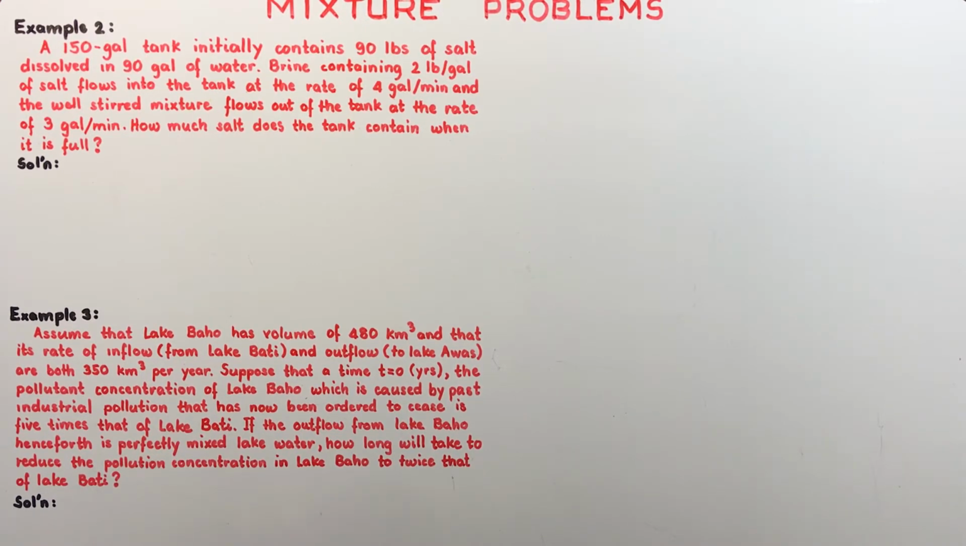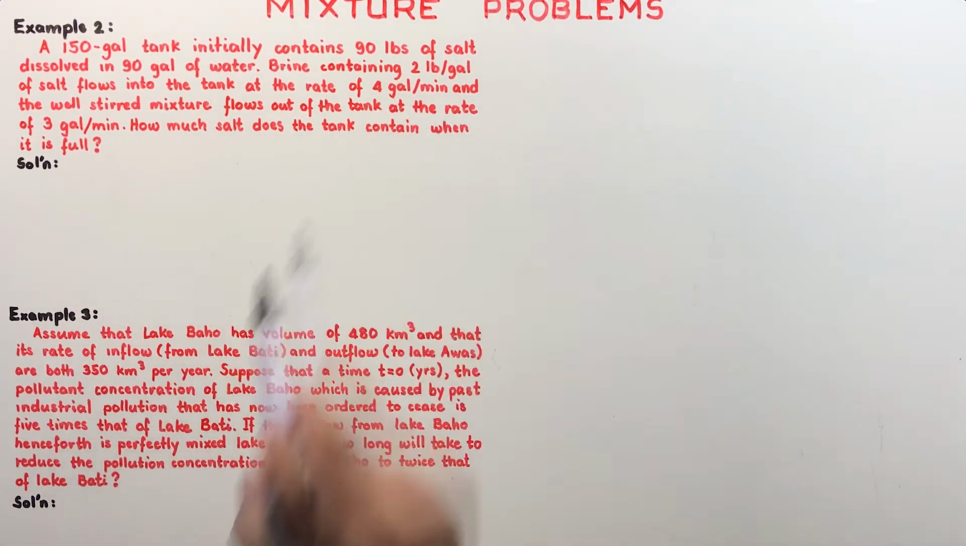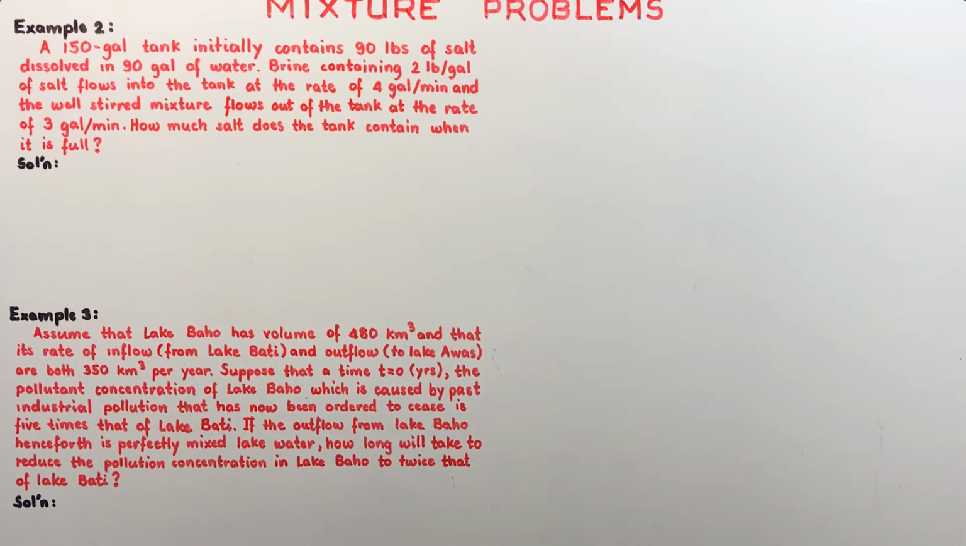This problem is different from the first problem that we had because the rate of inflow is not the same as the rate of outflow here. So the volume of solution inside the tank is changing here because the rate of inflow is 4 gallons per minute, but the rate of outflow is 3 gallons per minute.